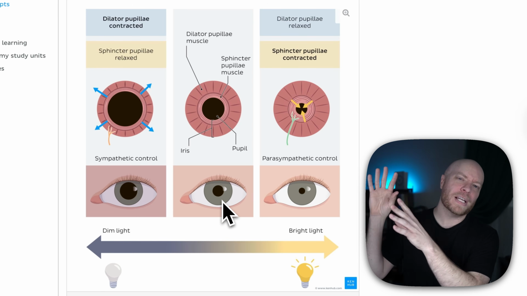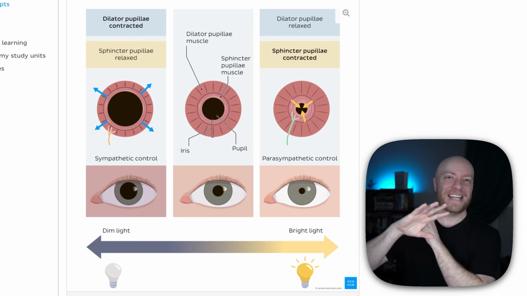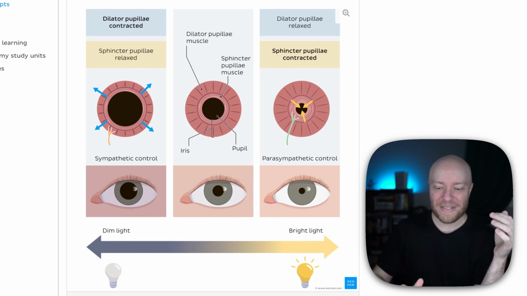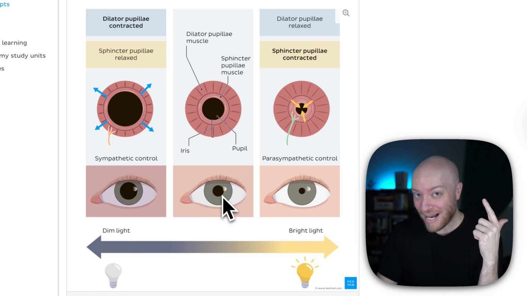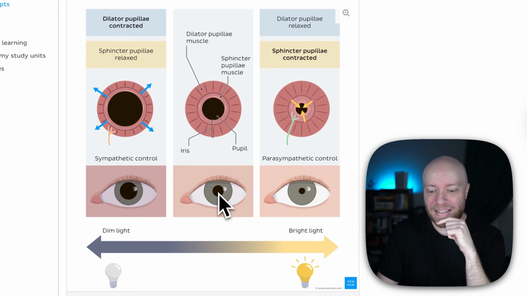Now, it's not just a hole, there are things on top of it, right? There's a cornea and all sorts of things that we're not getting into here, but it is kind of wild to think that that is a hole.